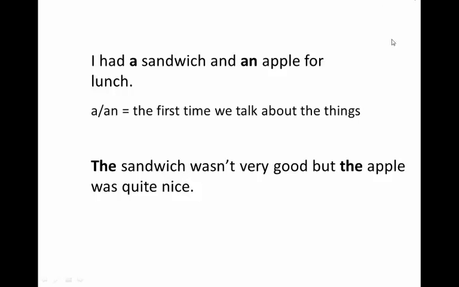We use a or an the first time we talk about the thing. So I had a sandwich and an apple, because it's the first time we talk about the sandwich, the first time we talk about the apple. Now, when I say later, the sandwich wasn't very good, which sandwich? The sandwich I had for lunch. Which apple? The apple I had for lunch. So we use the when we already know which thing, we know which sandwich, we know which apple. Using the tells the person we're speaking to, we both already know which thing we're talking about.